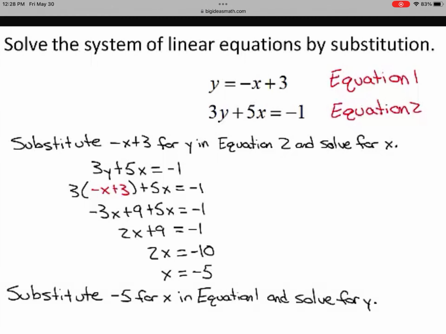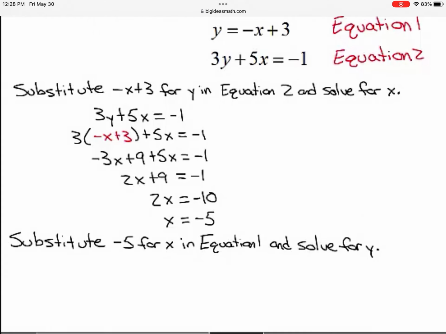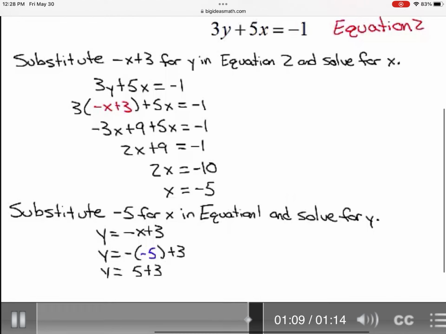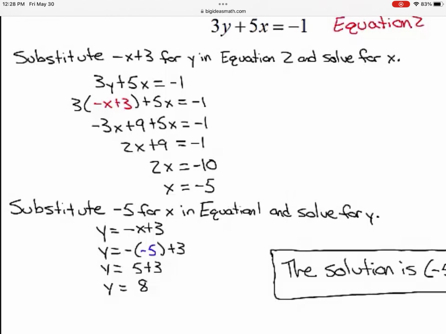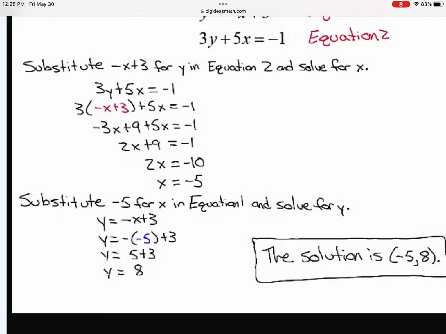Next, substitute negative 5 for x in equation 1 and solve for y. First write the equation. y equals negative x plus 3. Substituting negative 5 for x gives y equals the negative of negative 5 plus 3, which simplifies to y equals 5 plus 3, or y equals 8. So the solution is negative 5, 8.